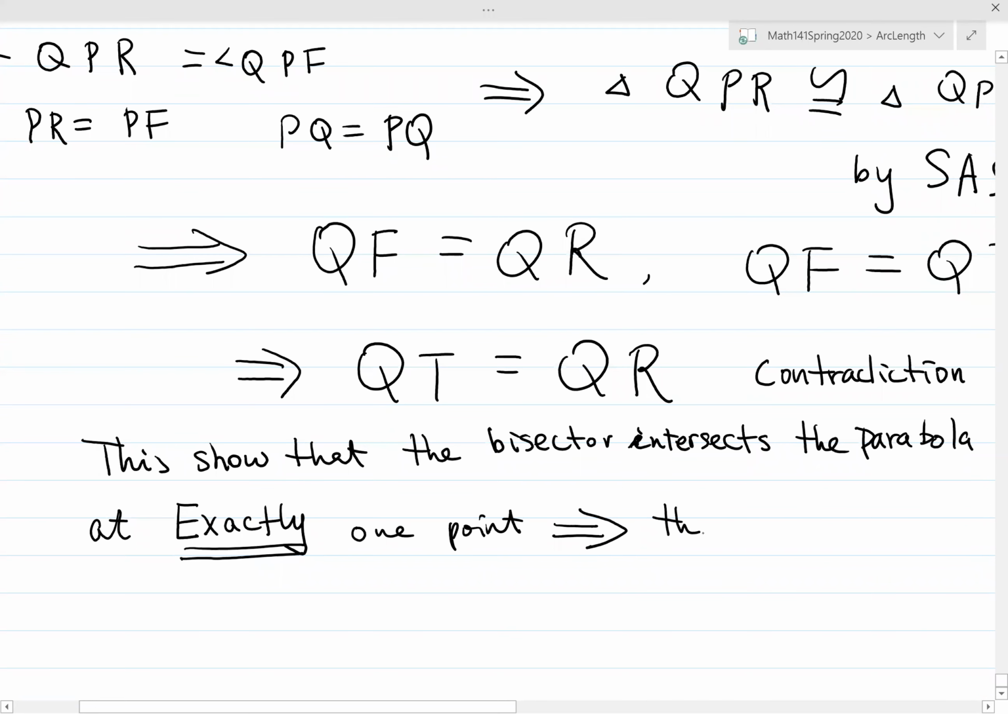The bisector is exactly the tangent line.